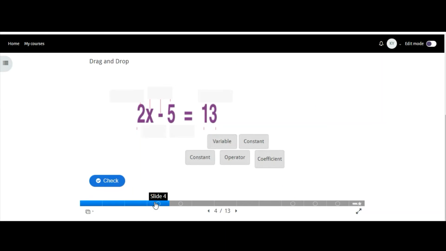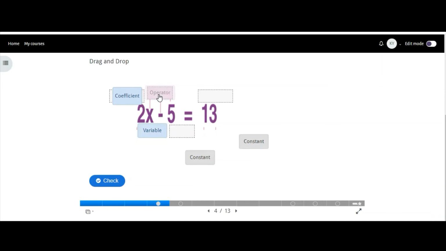Now we have an activity for us. We want to drag this and see what it is called, based on the previous explanation of a linear equation. It is called a coefficient. So let's drag and see. Okay, x is what? It is a variable, that is the unknown value. Now what is this? It is an operator, either plus, minus, multiplication, and so on. So we call it an operator. Then 5 is a constant, and we can drag again. 13 is a constant value. So let's check. Yes, we are right.